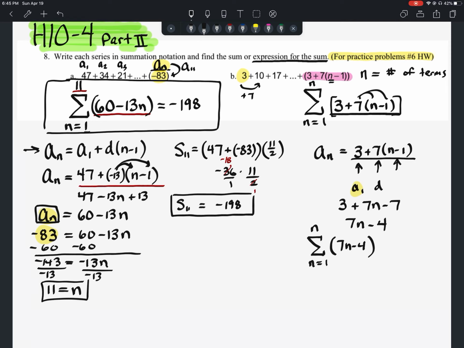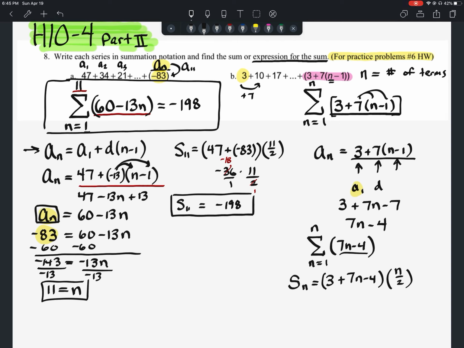Hopefully that makes sense. If we want to find the actual sum, we need to know, in this case, this is like we did in the H10-4 notes at the beginning, right? The sum of n number of terms, we're going to do our first term, which is 3, plus our last term, which ends up being 7n minus 4, times half the number of terms.